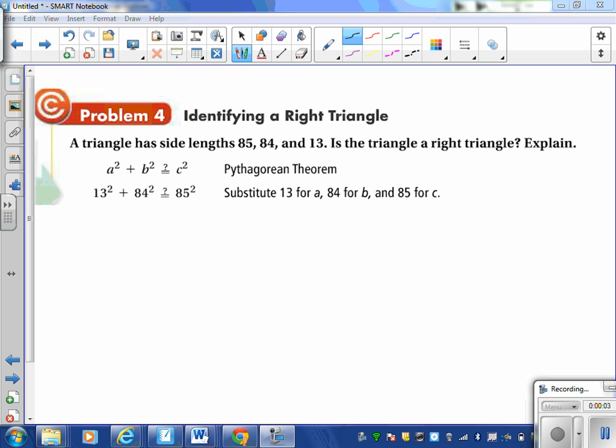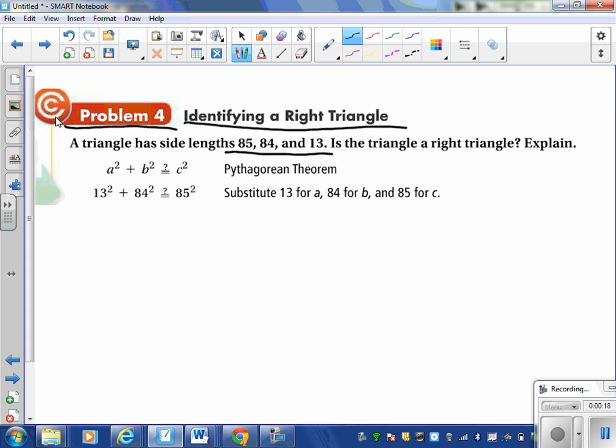Let's take a look at problem 4. Identifying a right triangle. Now, if we're given a triangle that has sides 85, 84, and 13, and we want to find out, is this triangle a right triangle?